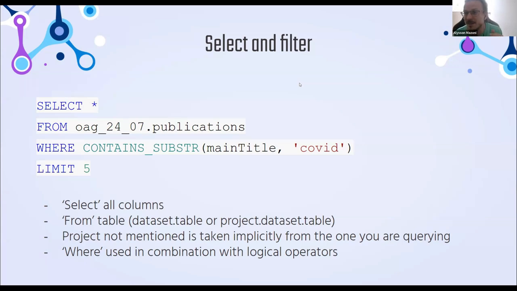Because the fact that I limit the output does not limit the amount of data I have to process. Once I call for the whole column, I have to test the whole column for the value I'm filtering, so in the end it does not change the amount of processing. It's just to output and test. So summarizing, this is how it works. I select the columns. I choose the table. Project not mentioned means it's taken implicitly. And where is the filter that I can use with functions that output true or false, or with combinations of logical operators.